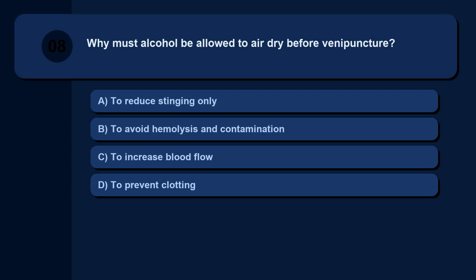Question 8. Why must alcohol be allowed to air dry before venipuncture? To reduce stinging only. To avoid hemolysis and contamination. To increase blood flow. To prevent clotting.